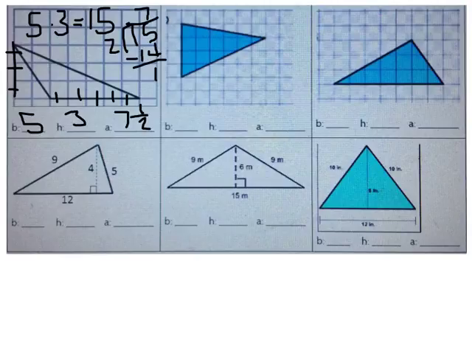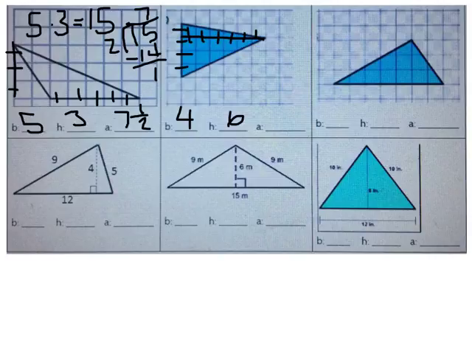I can also find a base that is a vertical line. Let's look at the second triangle. The base is 1, 2, 3, 4. The height is a straight line that goes from the base and tells me how tall the triangle is. It's 1, 2, 3, 4, 5, 6.